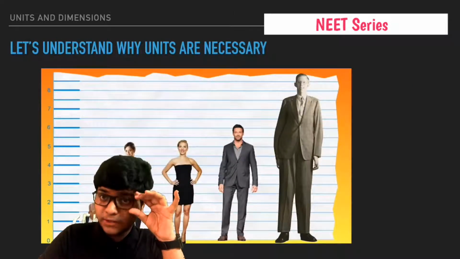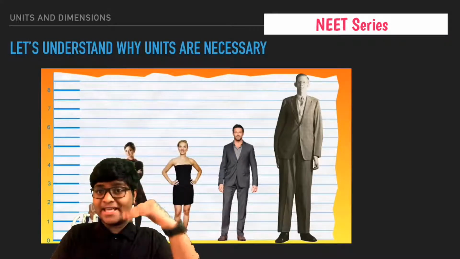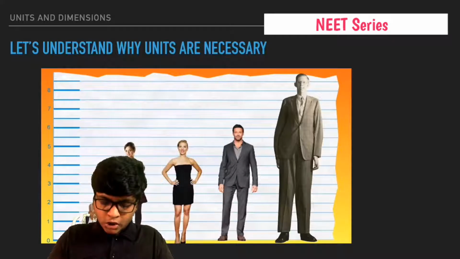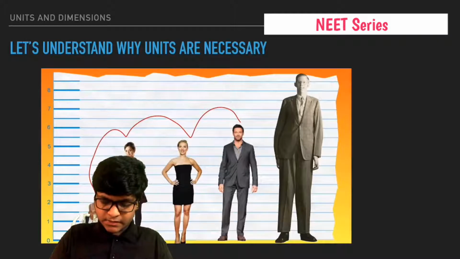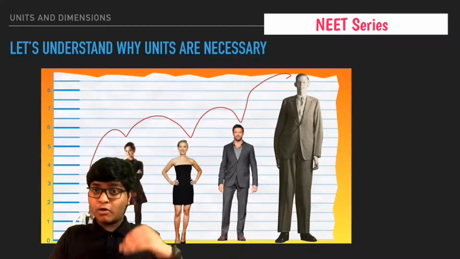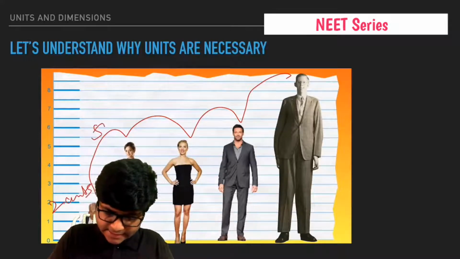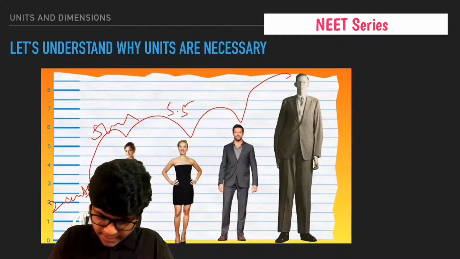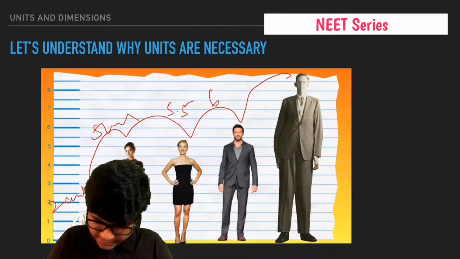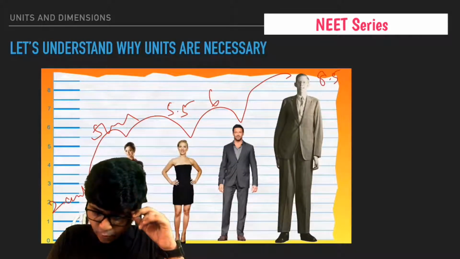So let's understand why units are necessary. As you can see here, there is a chart based on the heights of each and every person. When you see this small dwarf person, the height is progressively increasing. Here it is 2 units, this woman is 5 units, she is like 5.5, and he is near 6. And he is very tall, so his height exceeds 8.5.